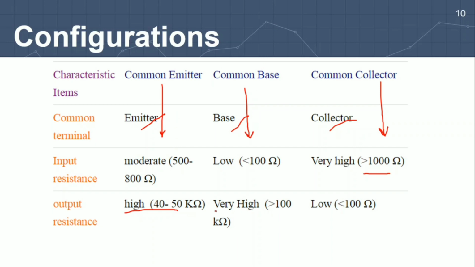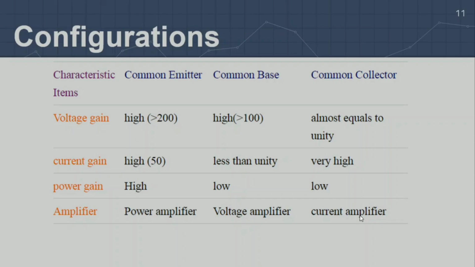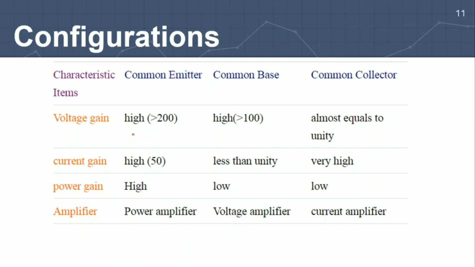In common base configuration, you have greater than 100 kilo ohm. And in common collector configuration, the output impedance is lower than 100 ohm. So again, the voltage gain is greater than 200 and here it is greater than 100. It is equal to unity in common collector configuration. So coming to the current gain, common collector configuration has very high current gain and emitter configuration is about 50 and common base configuration has less than unity.